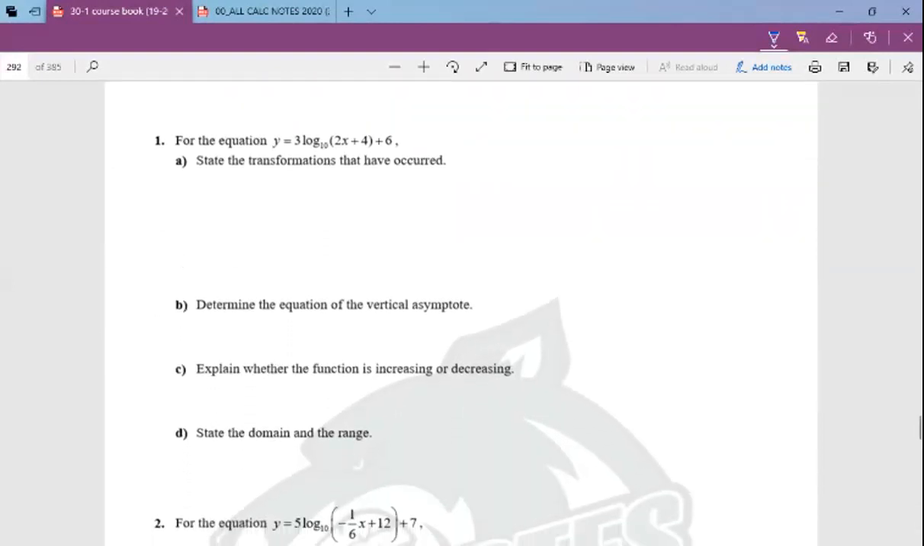So number 1, state the transformations that have occurred. y is equal to 3 logarithm of 2x plus 4 base 10 plus 6. No real surprise with this. We first need to factor that 2 away from your x, so this becomes 2 bracket x plus 2, base 10.